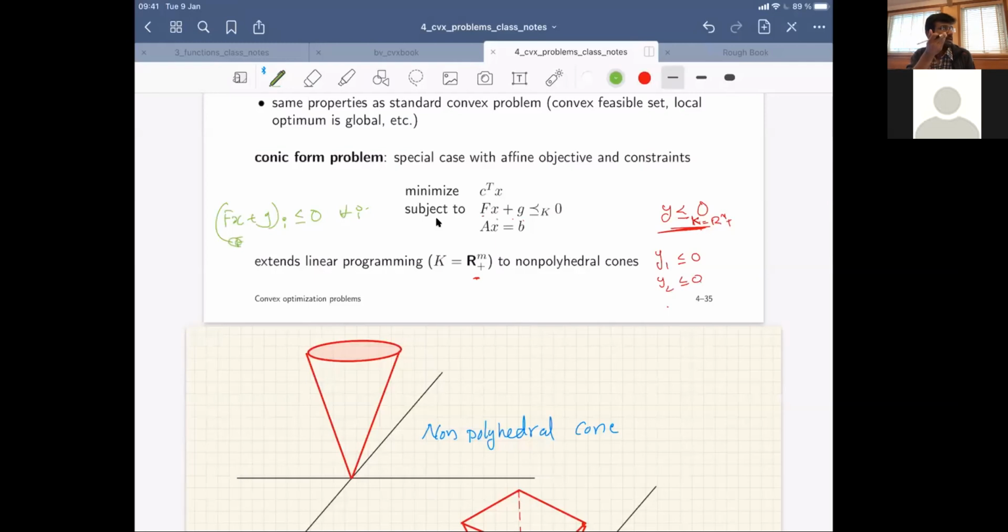You are saying you have an affine function, for example, ax plus b is less than 0. Then what is x here? Our optimization variable, right? So x can be anything, right?